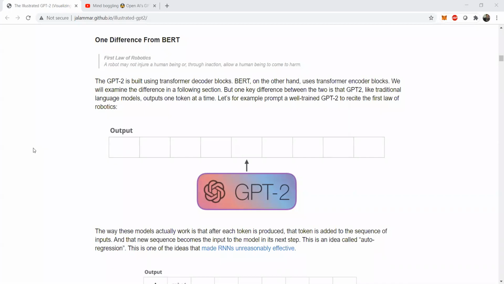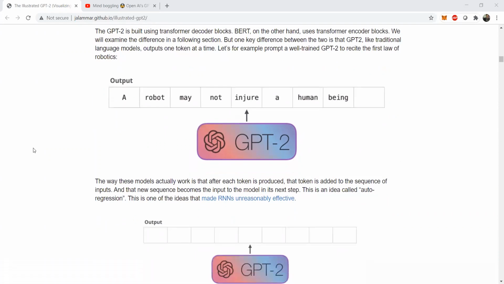One key difference between the two is that GPT, like the traditional language models, outputs one token at a time. Okay, this is another very important difference. In the case of BERT, we had taken the context from both the left-hand side and the right-hand side, as we saw in the encoder representations, right? So encoder means bidirectional. There is a bidirectional concept applied to it.